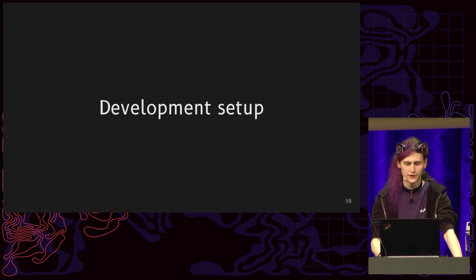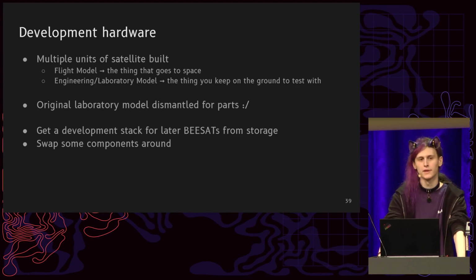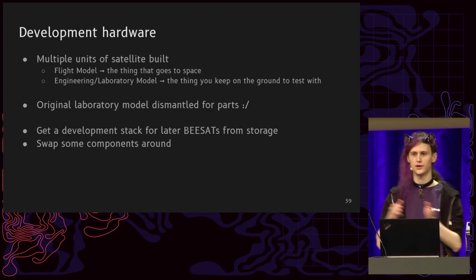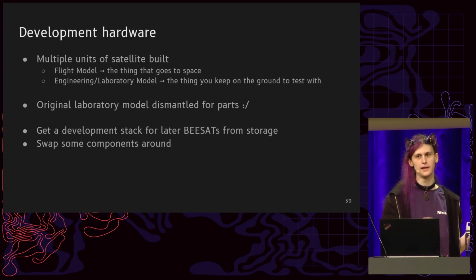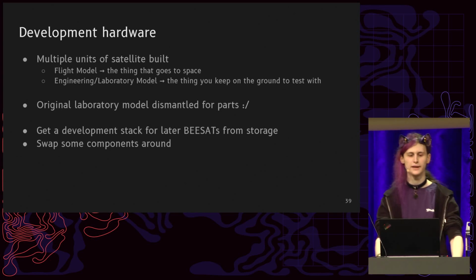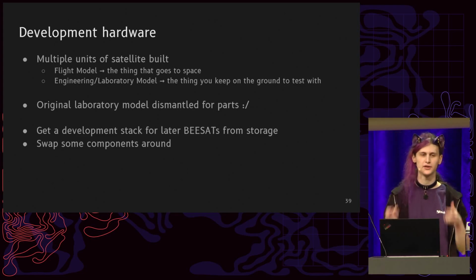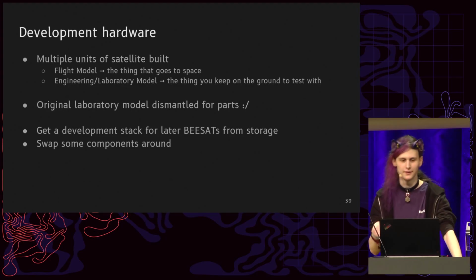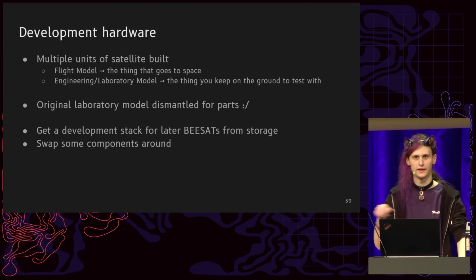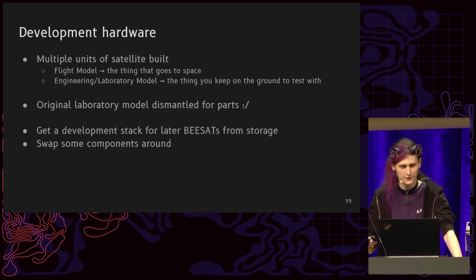So we need some development setup. The way this is usually done is you build multiple units of your satellite, and then you have one that you send to space, and that's called the flight model. And then you keep one on the ground to do all your testing with. So you test stuff on the ground before you send it to space, and that's called an engineering model. The problem is, because this thing was broken for 10 years, and they needed the parts for something else, they dismantled that development model, so it no longer existed.